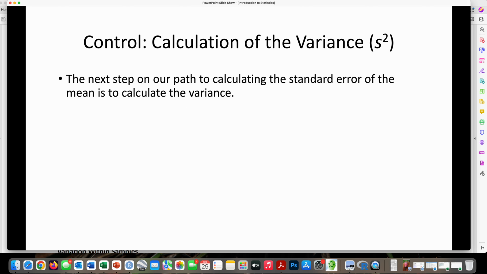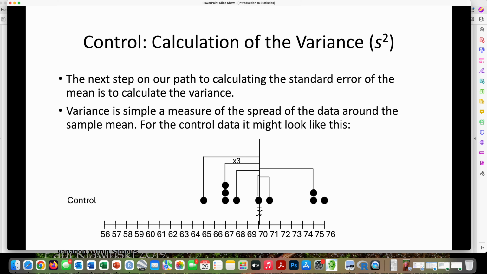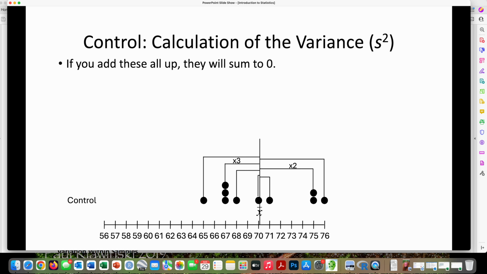The next step is to calculate the standard error, but to do that is to calculate the variance. So we have to look at variance. Well, what is variance? Well, if we're just looking at the control, we know that the mean is 70.1. So what the variance does is it basically looks at the distance of every point from the sample mean. And so there are 3 of those, there's 1 of those, there's 1 of those, 1 of those, 2 of those, and 1 of those. Now, if we just add all those things up, they're going to sum to 0.